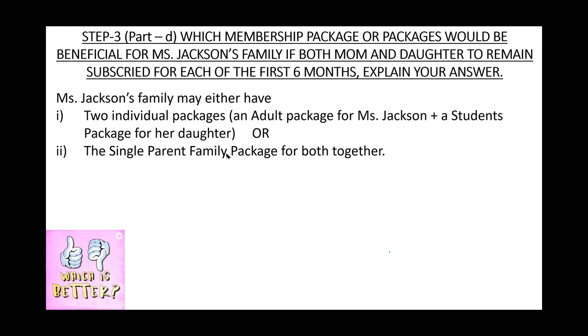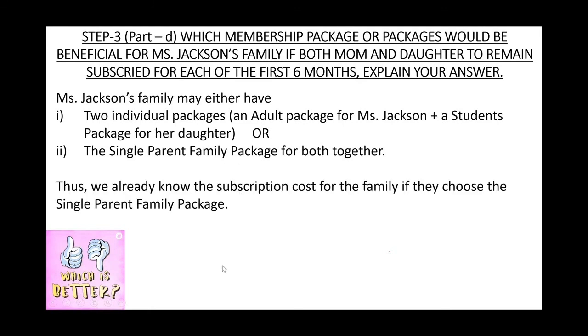So this is what we did in our part C. So we know exactly the cost for each of the 6 months. But this one we know separately. This is adult package we discussed in part A, student package we discussed in part B. Now we need to add these two together. So this is the only thing we have to do. Then we have to compare with this.